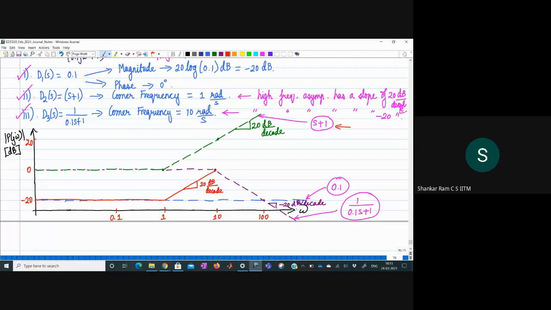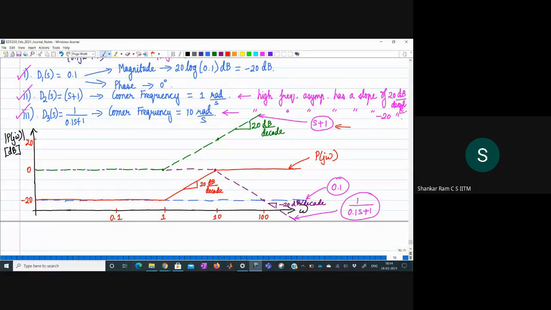But after 10, you see that 1 by 0.1 s plus 1 kicks in, right? And that will contribute a slope of minus 20 decibels per decade at high frequency. So the slope of plus 20 decibels per decade from the factor s plus 1 will cancel off with the slope of minus 20 decibels per decade from 1 by 0.1 s plus 1. So consequently, what will happen? This will just flatten off at 0 decibels. Okay, so the red solid line is the magnitude plot of the transfer function which we have been given.